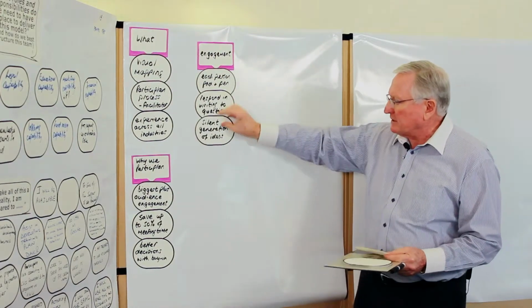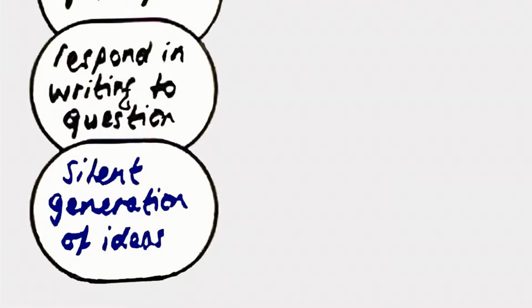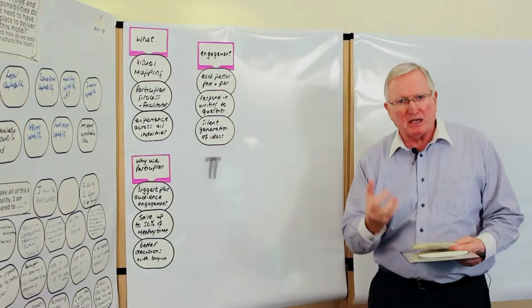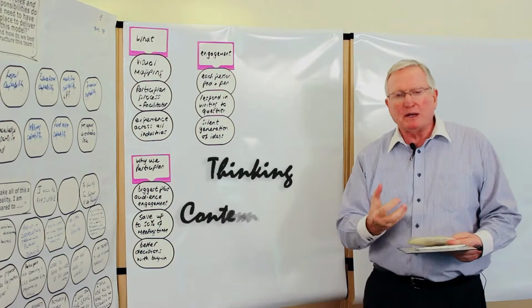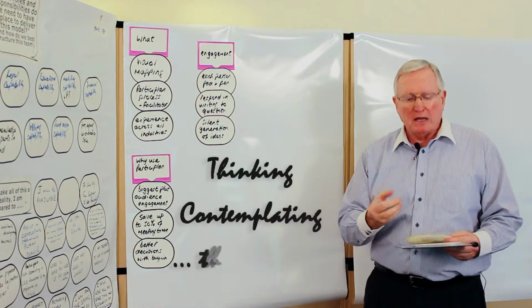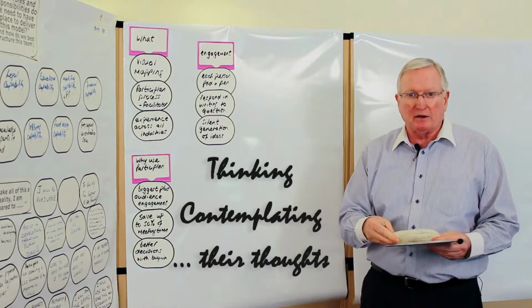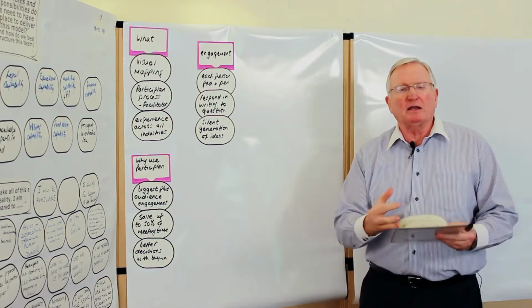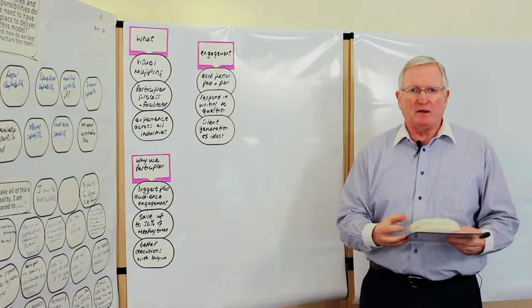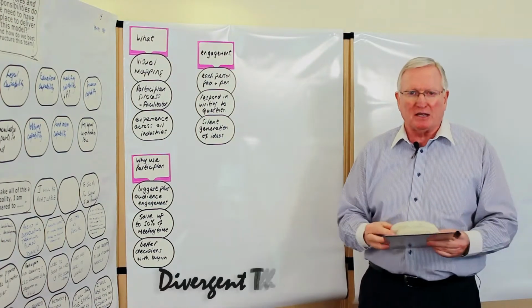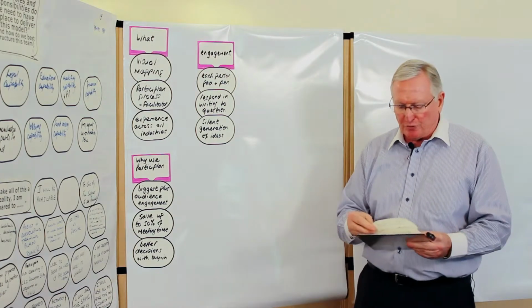What we call that is silent generation of ideas, because each person is now thinking about the issue, contemplating it, coming up with their thoughts, and then writing those thoughts down. And that's the critical thing that gives you that large range of input. It gives you the divergent thinking that you're looking for out of a group.